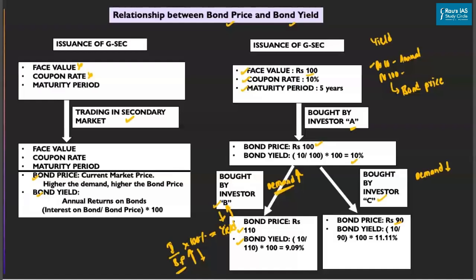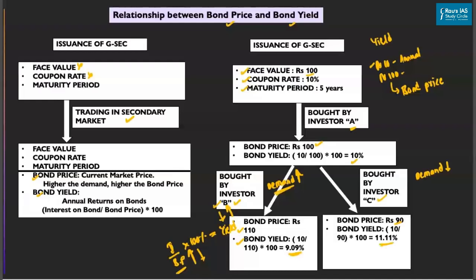The logic is quite simple here. If you purchase something at a higher price, the rate of returns would be lower. If you purchase something at a lower price, the rate of interest would be higher. The same logic is applicable here as well. For example, now if you calculate the bond yield for investor B, it will be 10 divided by 110, that is the bond price, into 100. So bond yield for him would be 9.09%. But the bond yield for investor C here will be 10 divided by 90 into 100, that is equal to 11.11%.